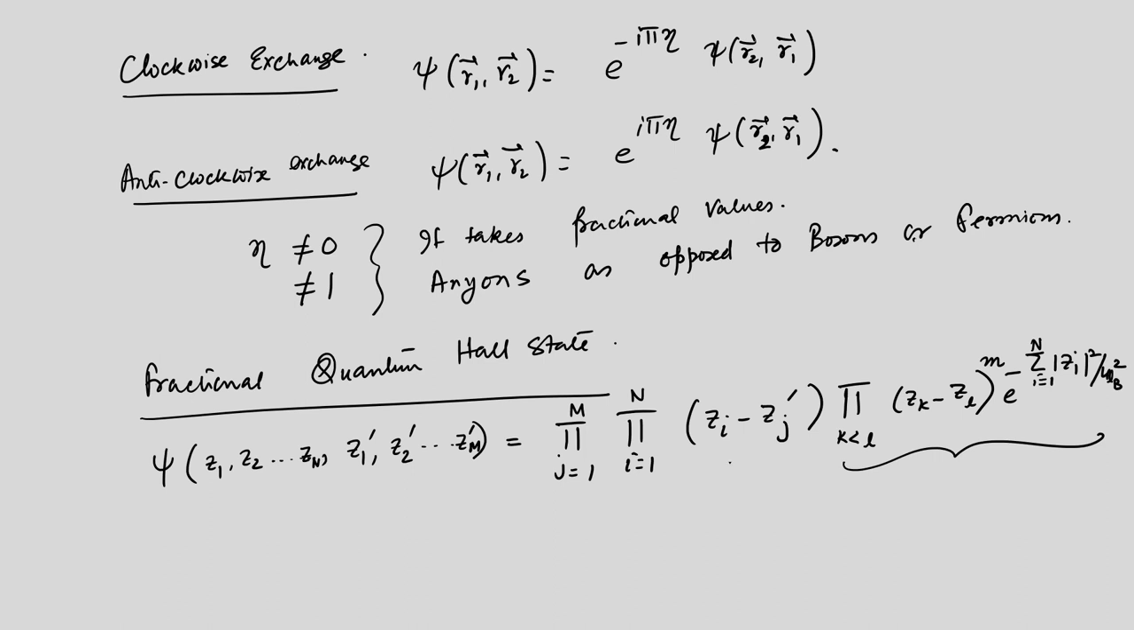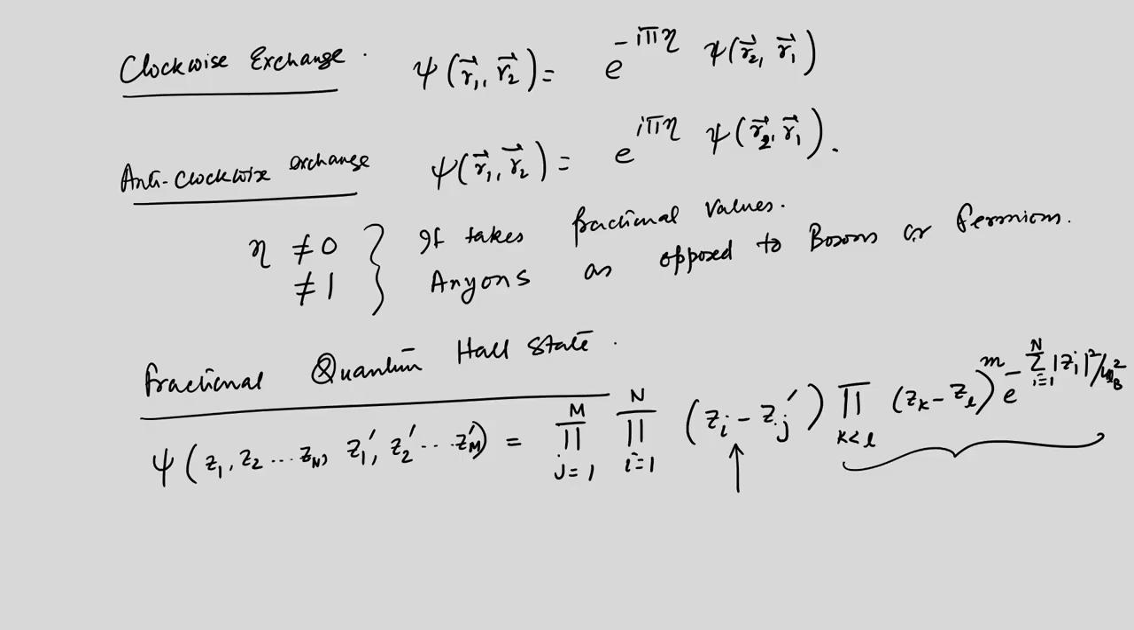And now we have added another term which keeps the quasi-particles away from the particles, such that the quasi-particle density at the site of the particle is equal to zero. Zi denotes the coordinates of the electrons, and Zj prime denotes the coordinates of the quasi-particles. Thus, this is actually the excited state. And now we need to understand the nature of the state.